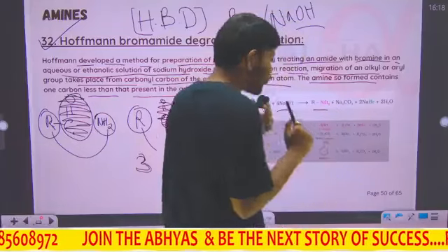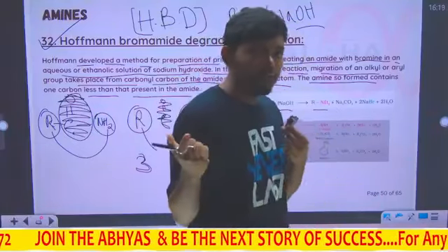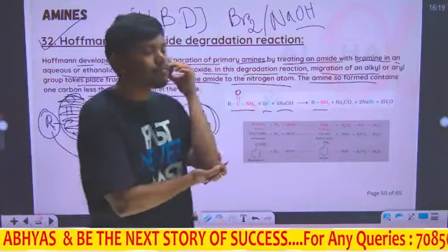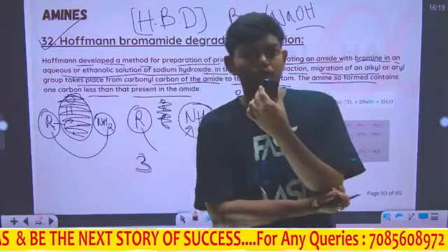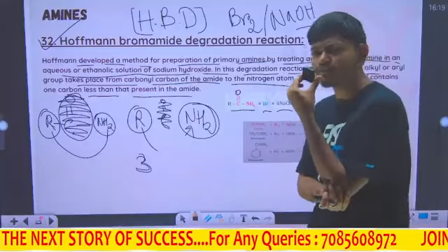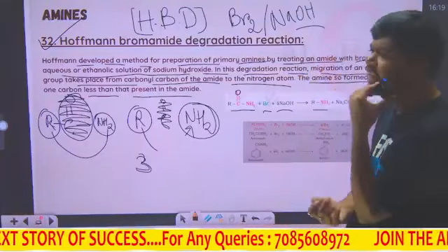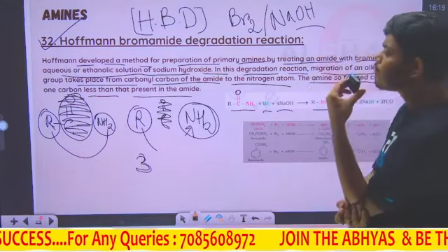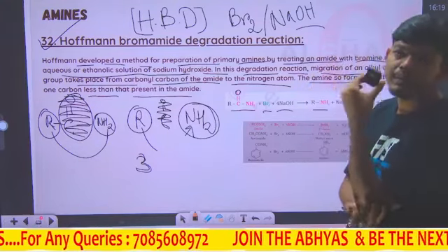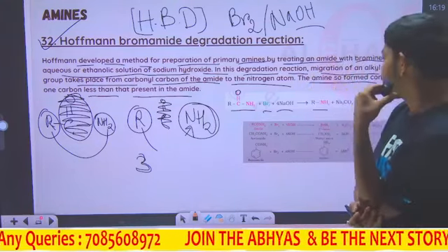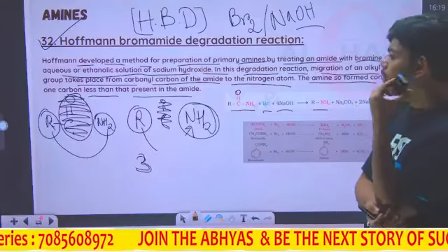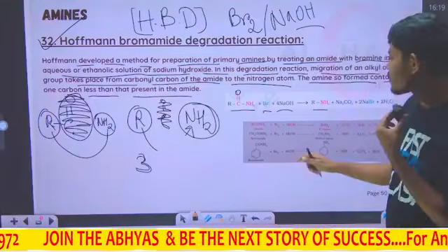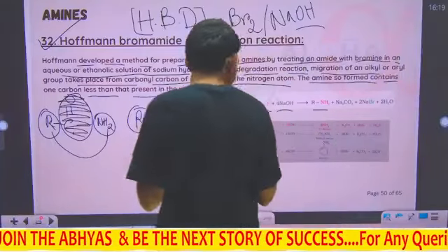It works for both aryl compounds as well as alkyl compounds. That is the plus point of Hoffmann bromamide degradation. So that is one advantage you got over Gabriel phthalimide synthesis. It works for both. Just take an amide of any aryl or alkyl compound and go for Hoffmann bromamide degradation to get your desired amine. The amine so formed contains one carbon less. So this is one reaction.